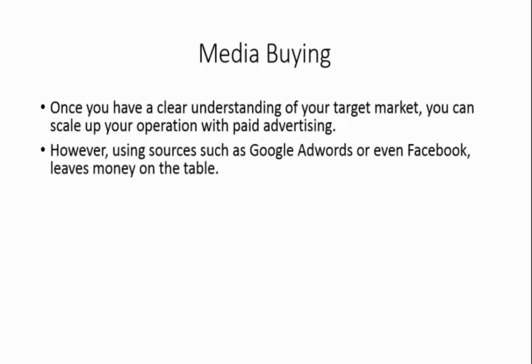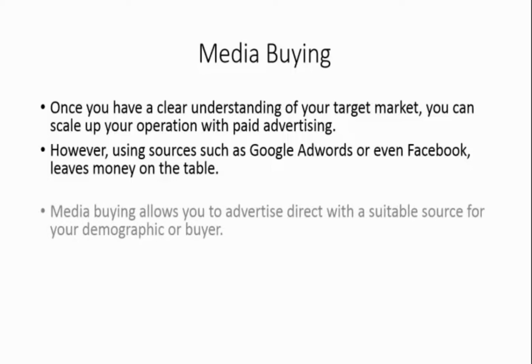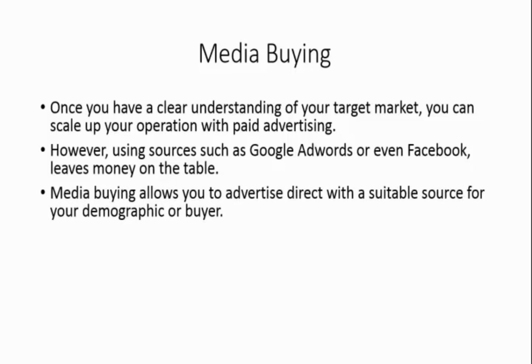Now, you could use sources like Google AdWords or even Facebook ads, which we will talk about in this course. But with that method, because Google AdWords and Facebook are both intermediaries, you still leave a little money on the table and you're not necessarily advertising direct with the people that are actually going to be looking at your offer. Now, media buying allows you to advertise direct with a suitable source for your demographic or buyer. Now, if you are in the make money online niche or if you are in the weight loss niche, you will want specific places to place your advertising. And when you do that, of course, you get more targeted traffic to your sales funnel.